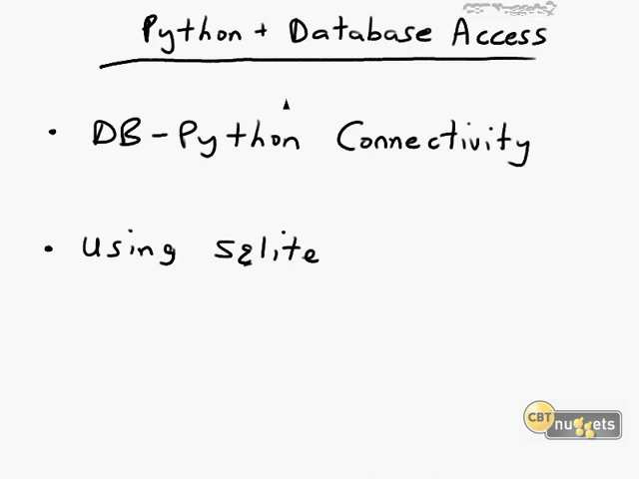Python and database access. As your Python program grows, you may have need for persistent data storage. The way that most application frameworks work in this regard is to make use of an application programming interface, or API, to connect to one or more database systems.